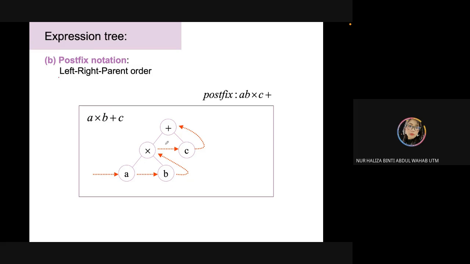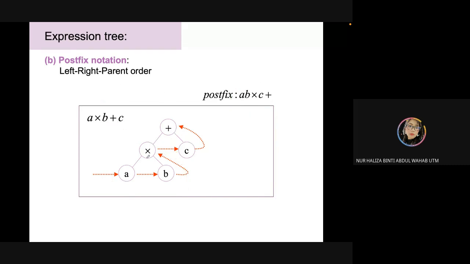You're going to have left. This will be your left side. Left, and then you're going to go to your right, and after that, your parents. That's why you have A, B, parents. This one will be your left. Go to your right, which is C. Your right, and then parents. This is your postfix. So from here you're going to get your postfix.